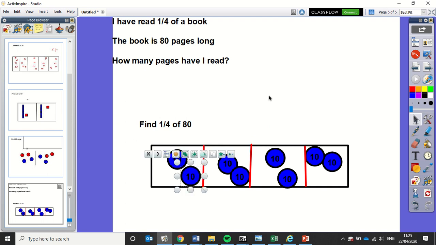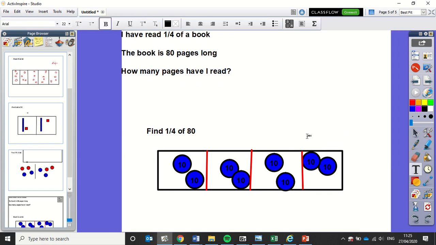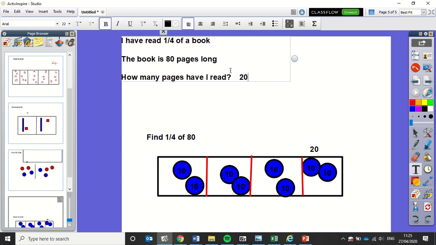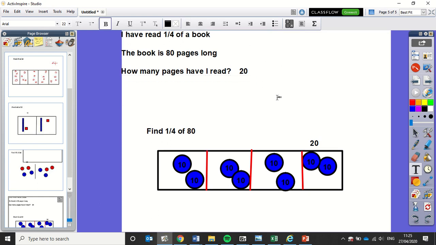There we go. So now I can see that there is 10, 20. 10, 20, 10, 20, 10, 20. So that means 1/4 of 80 is 20. How many pages have I read? 20. And that's all you need to know for today.